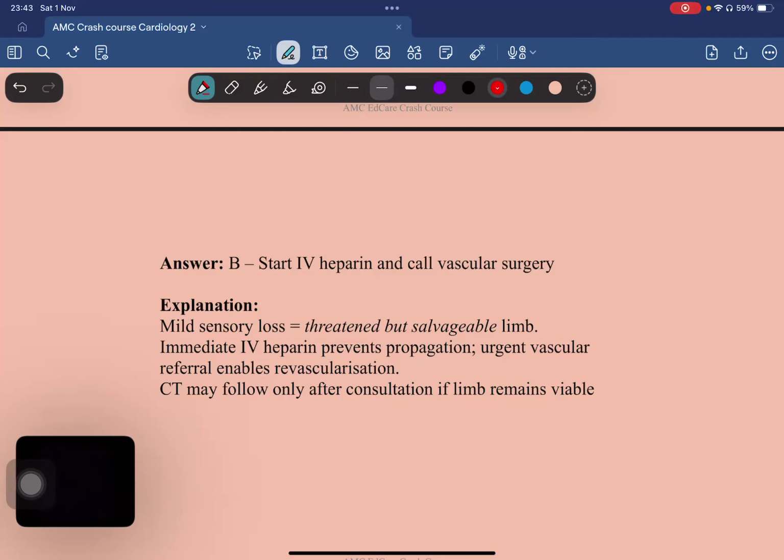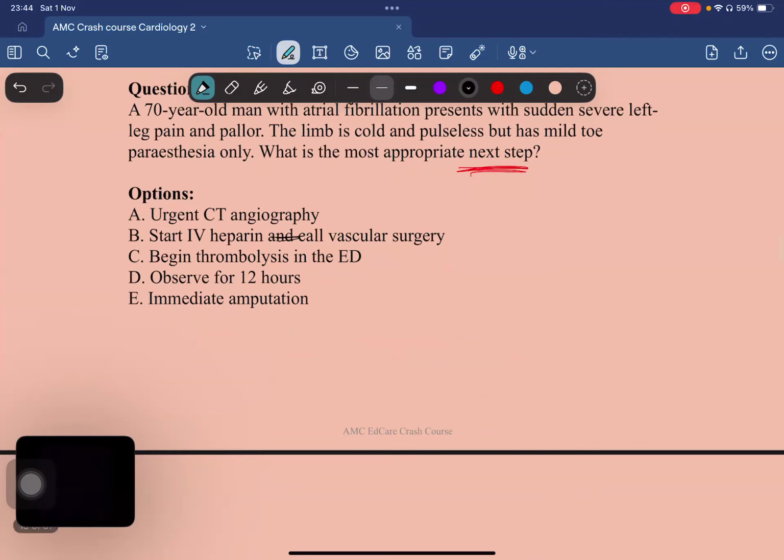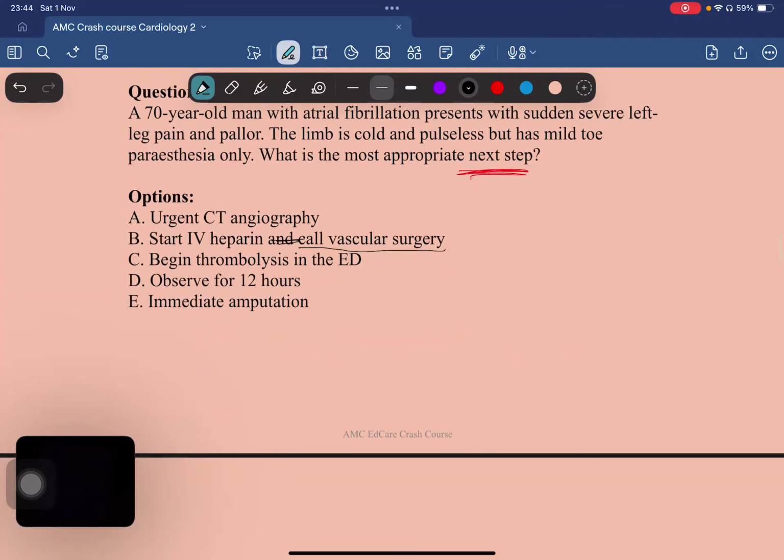So yeah, the immediate anticoagulation should prevent propagation, while the vascular surgeons or the team prepares for the revascularization of this patient. So the answer should be start IV heparin and call vascular surgery. I mean, this is quite easy because AMC would definitely divide this answer into two: start IV heparin in one and call vascular surgery in the other.